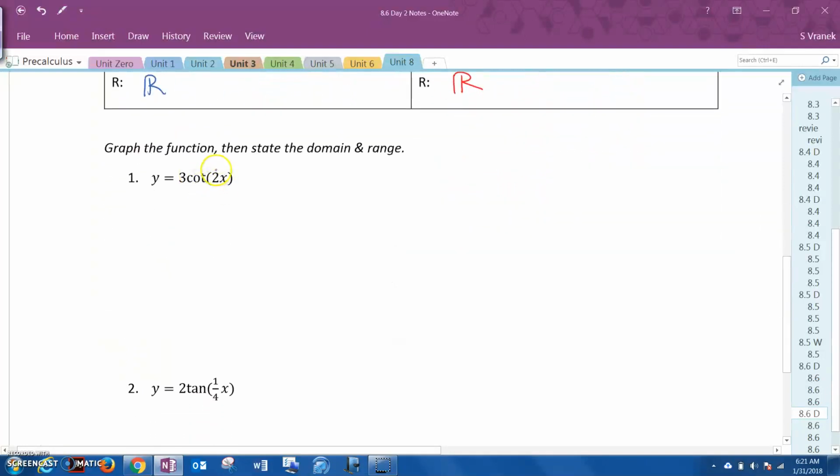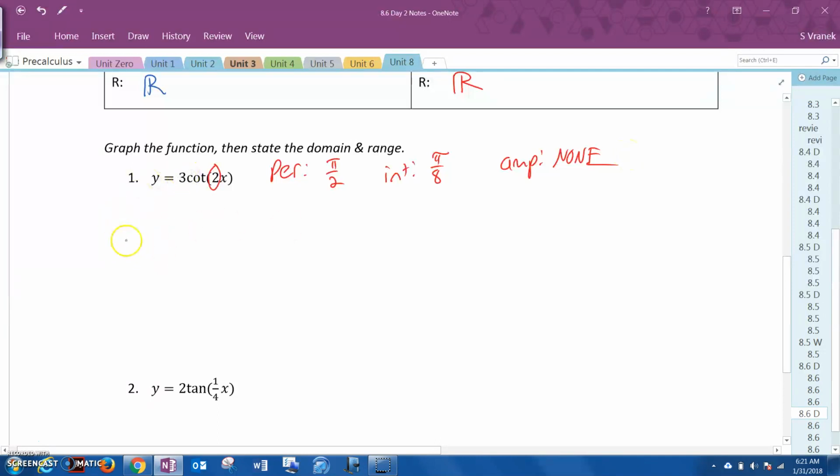So here we have a different thing. We have a b value now. So remember, the period is usually 2 pi over b, but with tangent it's pi over b. So pi over 2. So my period's pi over 2. My interval then, if I divide that by 4, is pi over 8. And then my amplitude, of course, is none. So I could just graph this. And then there's this 3 here.